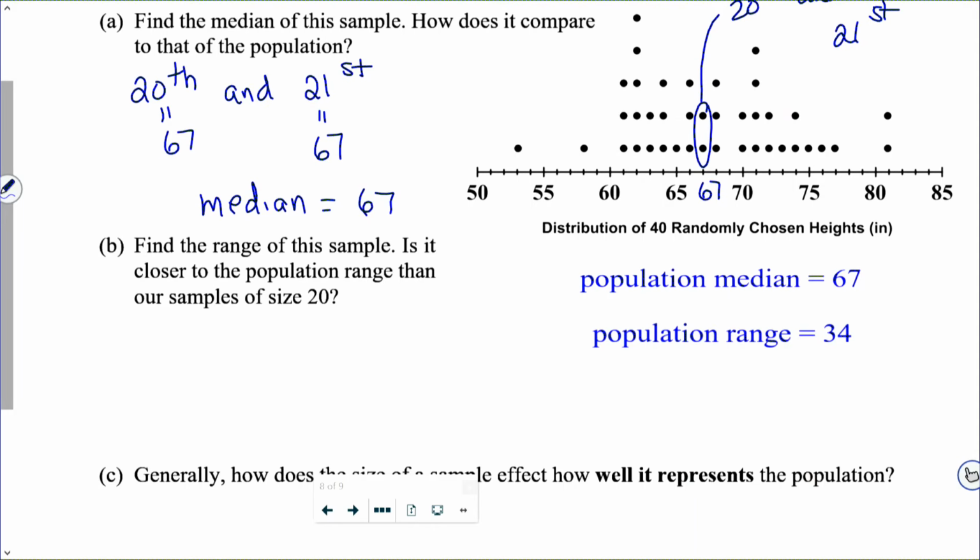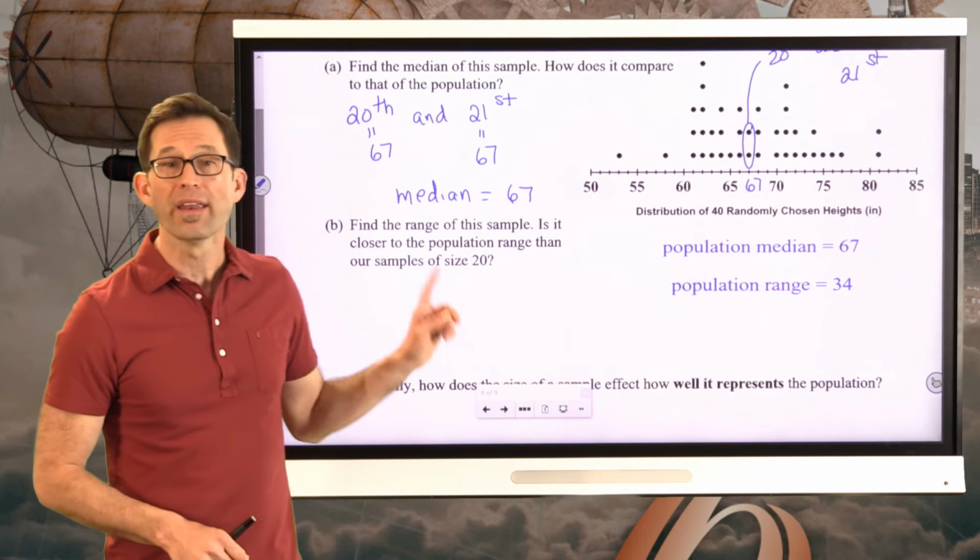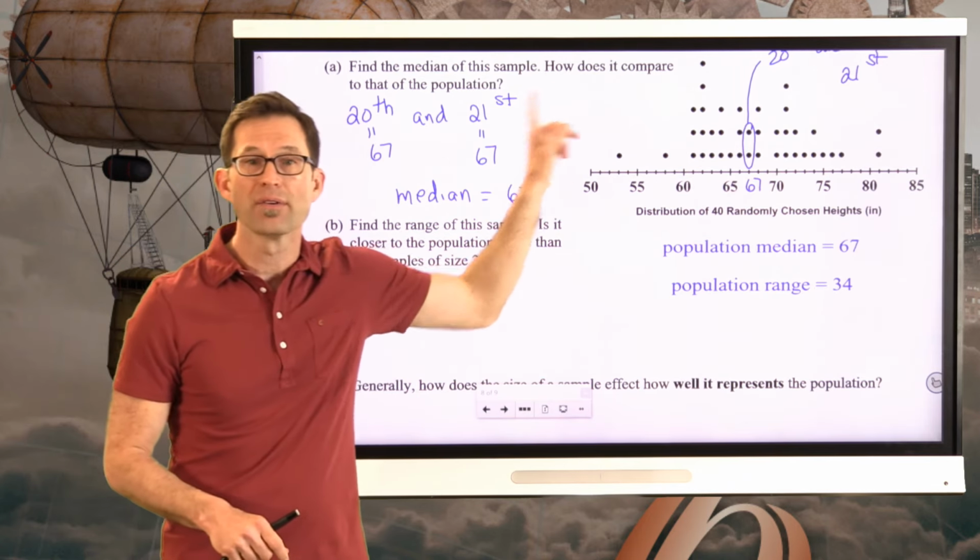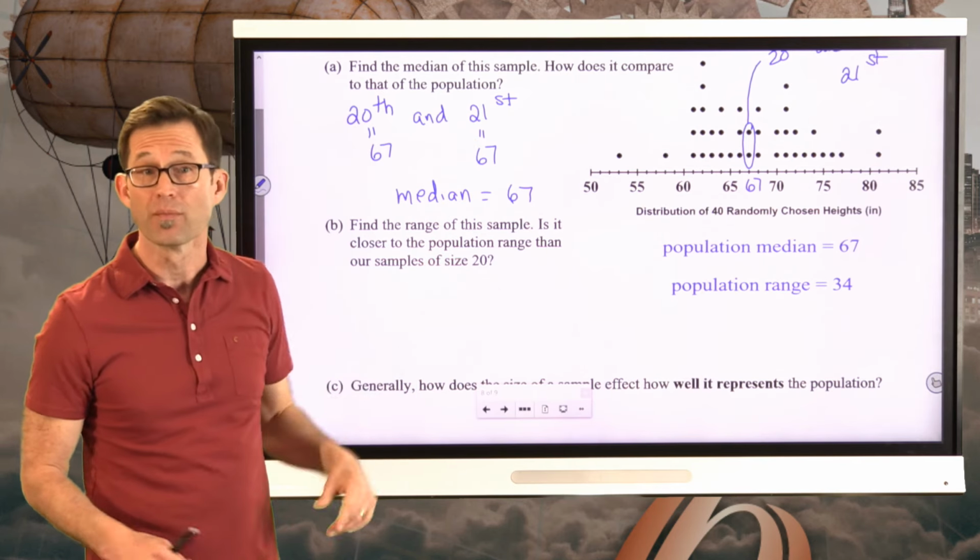Now for letter B, find the range of this sample. Is it closer to the population range than our samples of size 20? All right. Ooh, I didn't compare this. I left something out. How does it compare to that of the population? It's the same.